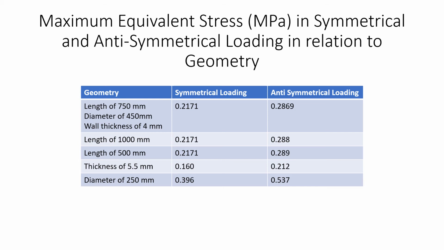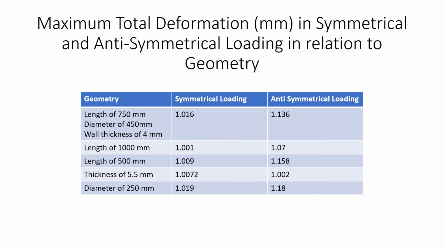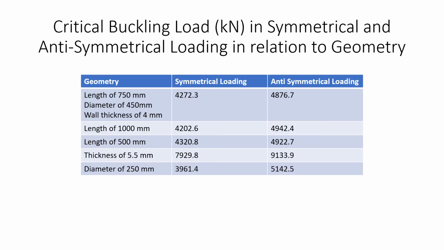Using parameters and parameter sets in both the symmetrical loading and anti-symmetrical loading ANSYS files, we can find the total deformation, critical buckling load, and equivalent stress for each change in geometry. This comparison table shows the maximum total deformation according to loading and geometry. Finally, by using the load multiplier from the ANSYS results and multiplying that by the load, which is 1,000 newtons, we can get the critical buckling load for each loading case and geometry.